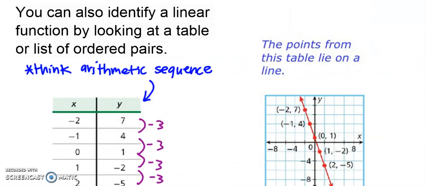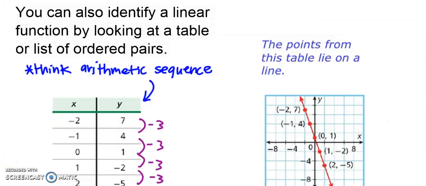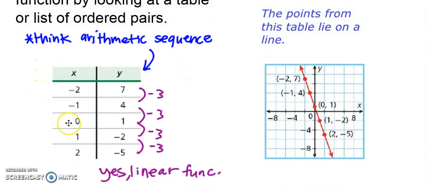Okay, so we can identify linear equations or linear functions from their equation, like I just showed on the previous slide, our y equals mx plus b form. Or we might be looking at a table and being asked if our function or our relation is linear. So I want you to think back to arithmetic sequences that we were just working on. Most of our arithmetic sequences started with a 1, so that might be a difference right here. Our x values can go into the negatives.